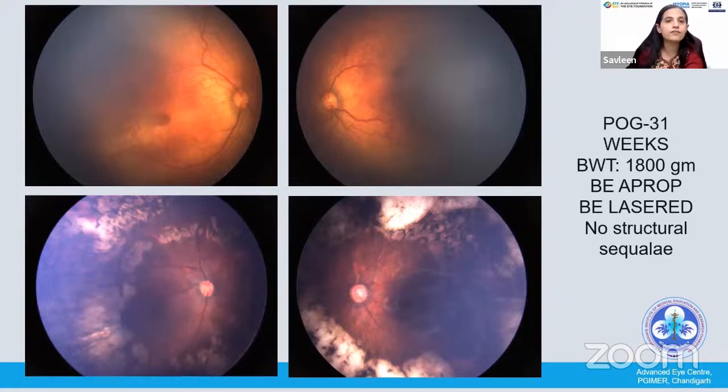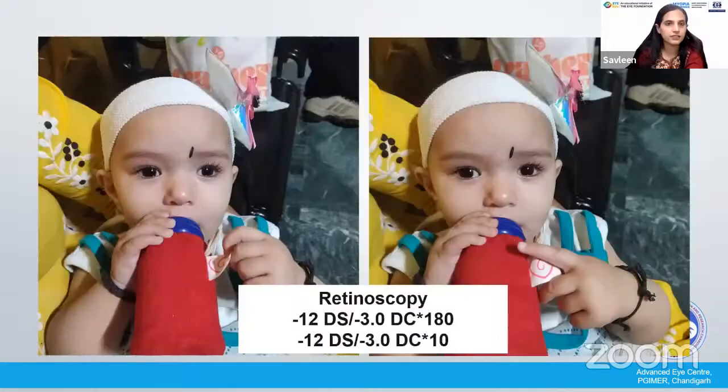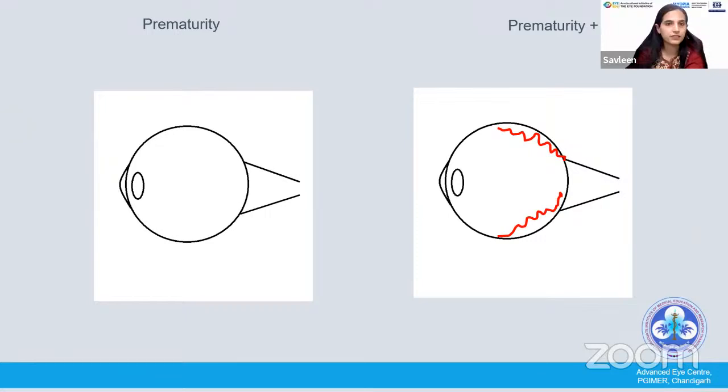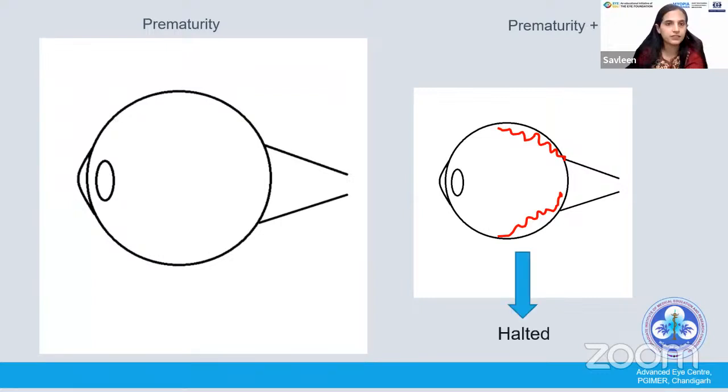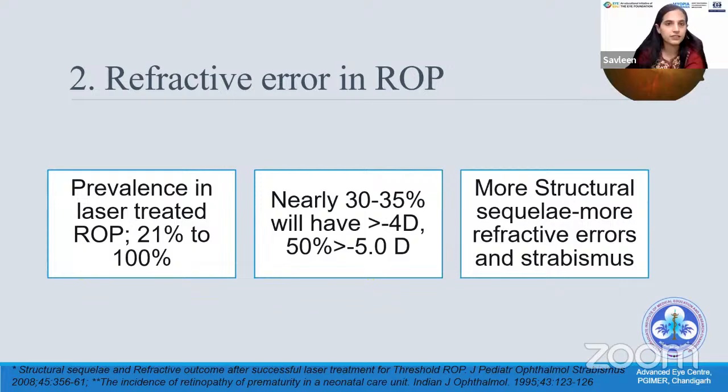prematurity, what happens is the anterior segment is somehow compensating for the posterior segment, and this states for the myopia. But once you have ROP, a disease which you laser, or give anti-VEGF and stop the progression of the disease, this progression is somehow halted. So a child with ROP is expected to be more myopic in refractive error, to the extent of 21 to even 100% in some cases, and nearly half have high myopia.